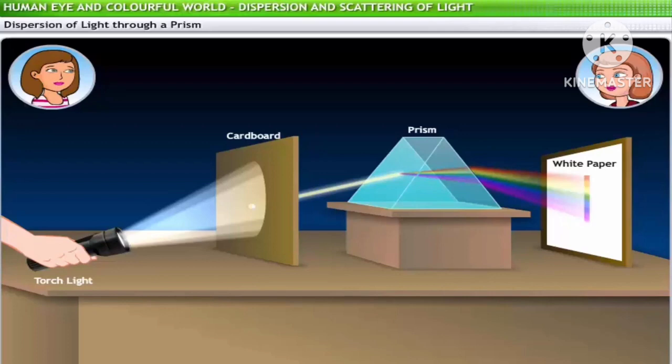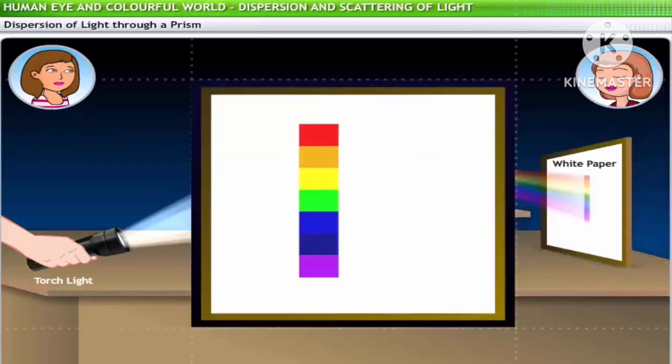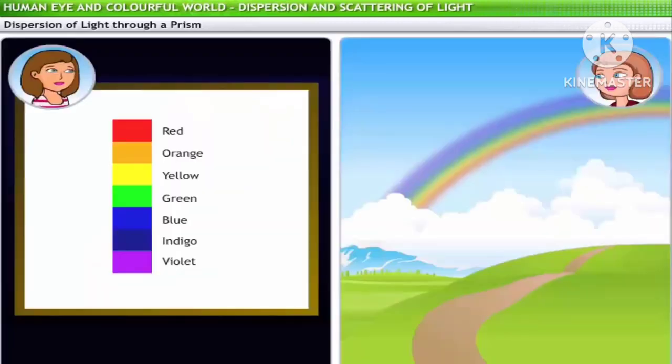Can you see that strip of colors? Let's check out the order in which these colors appear from bottom to top. First is violet. Second is indigo. Next is blue. Then green, yellow, orange, and lastly red. The same colors as that in a rainbow, right? Yes, I see what you mean by creating a rainbow through a prism now.